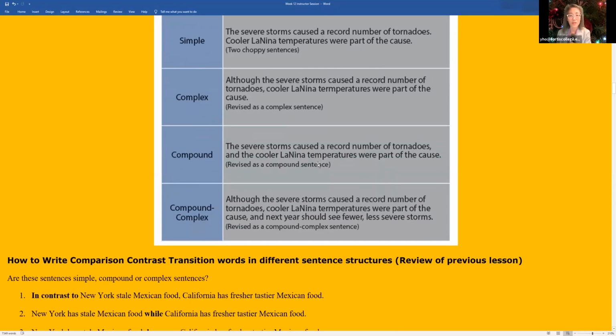If you want to join two sentences together and you want them both to have equal importance, I would say, the severe storms caused a record number of tornadoes and the cooler La Nina temperatures were part of the cause. Then you have two sentences of equal importance tied together with a coordinating conjunction. This is a subordinating conjunction. This is a coordinating conjunction.